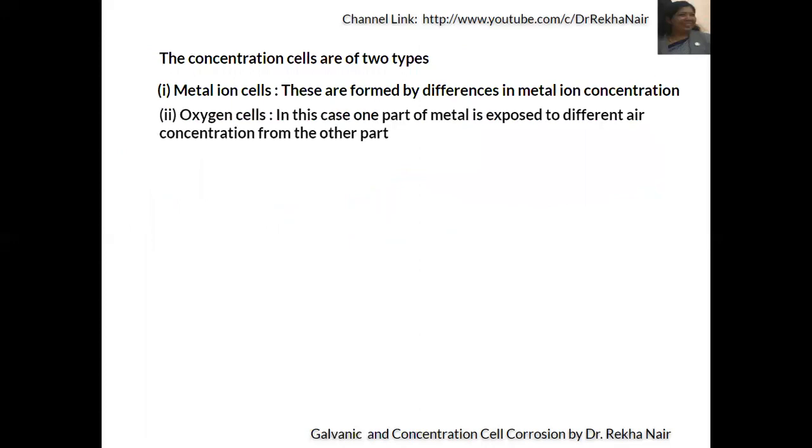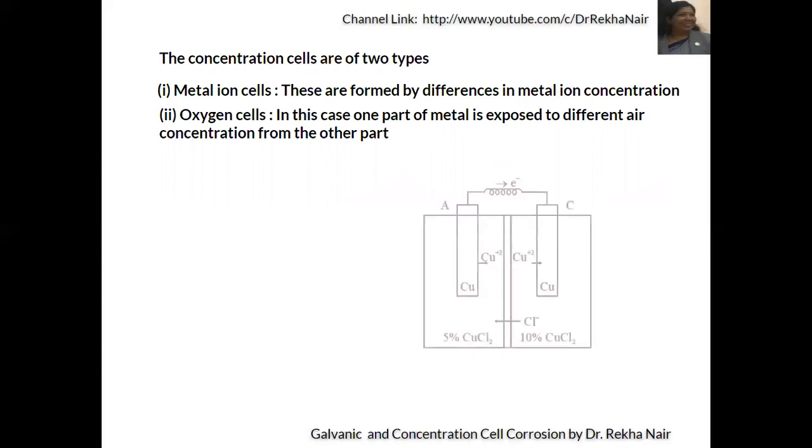You can see some of the examples here. Now, as I explained in the last slide, we have metal ion cells or we have oxygen cells. Metal ion cells are formed because of the difference in the metal ion concentration, and in an oxygen cell, one part of the metal is exposed to a different air concentration from the other parts. So there can be a difference in oxygen concentration, or a difference in metal ion concentration. In both types of cases, there is a chance of corrosion. This type of corrosion is known as concentration cell corrosion. We can take one example.